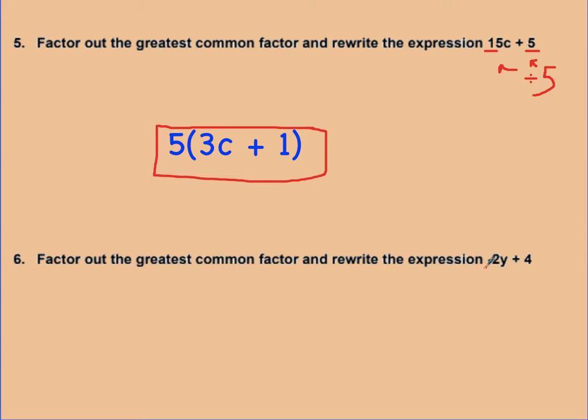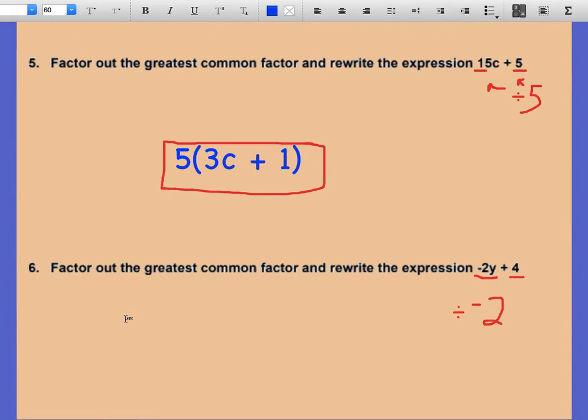All right, next one, negative 2y plus 4. Greatest common factor would be 2. Typically, we want to divide by the negative if there's a negative by the variable. So we'll divide by negative 2 this time, actually. All right, let's go ahead and do negative 2 parentheses. And then negative 2y divided by negative 2, we just get y. Positive 4 divided by negative 2. Remember, positive divided by negative, you're going to get a negative. So that's negative 2, or we can put minus 2.